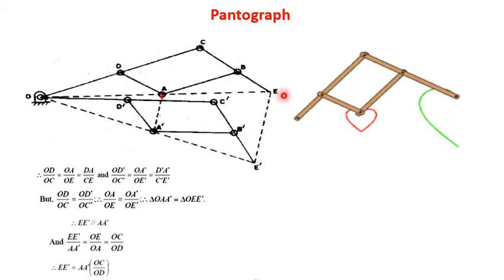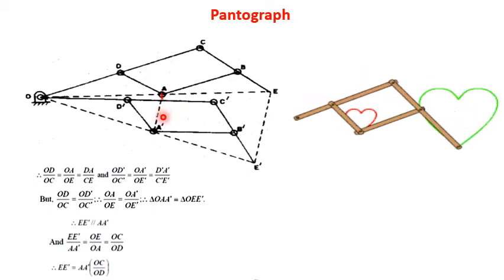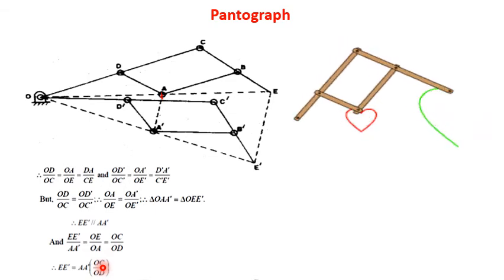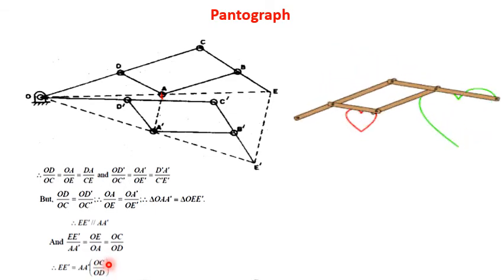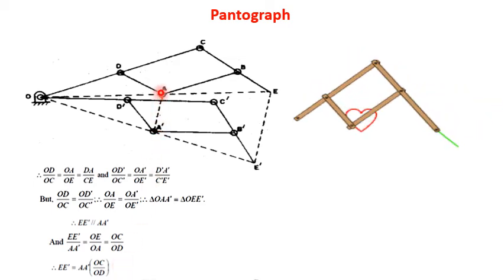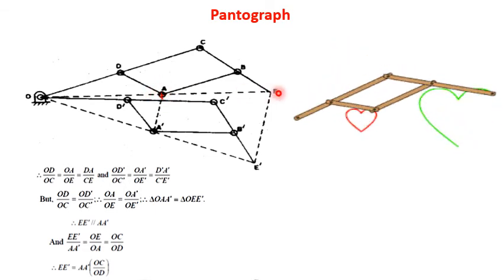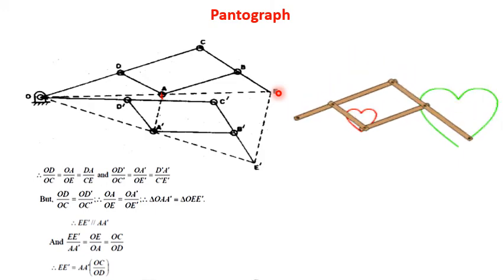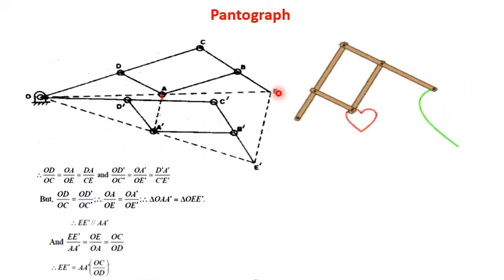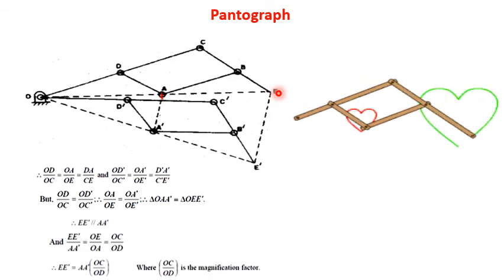So, what does it mean? EE dash is equal to AA dash times OC by OD. This OC by OD represents the magnification factor. Suppose this OC by OD becomes 1, then whatever shape we have at point A, we will get the same shape at point E. We will not get any magnification or reduction. So it depends on the lengths of OC and OD, because it acts as a magnification factor.